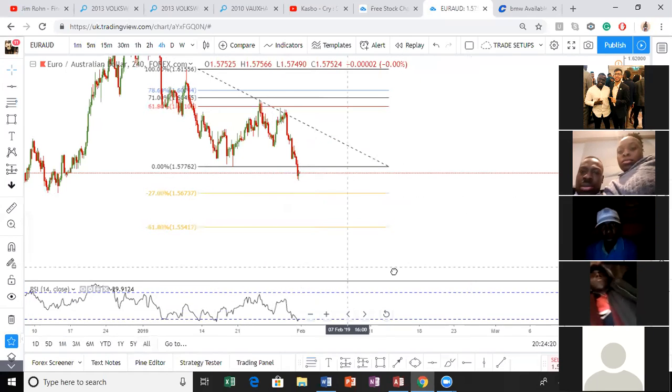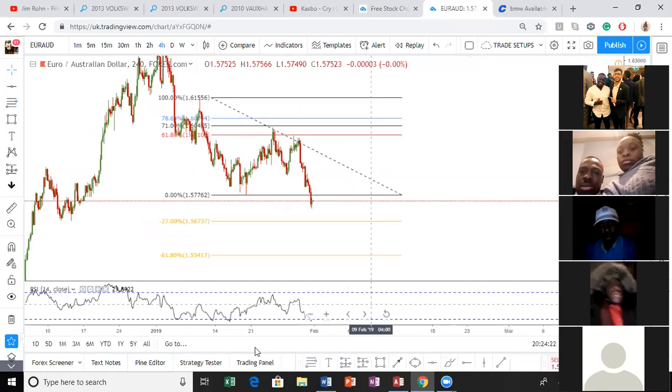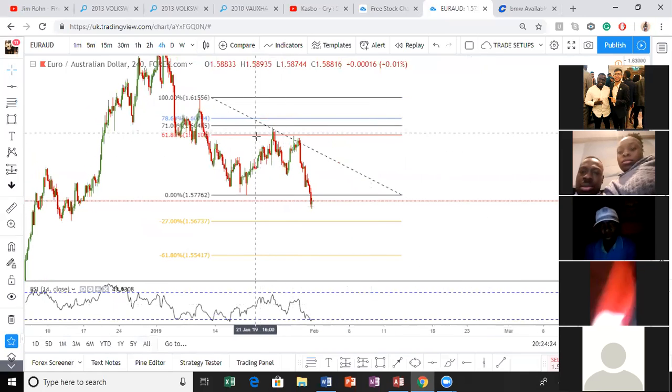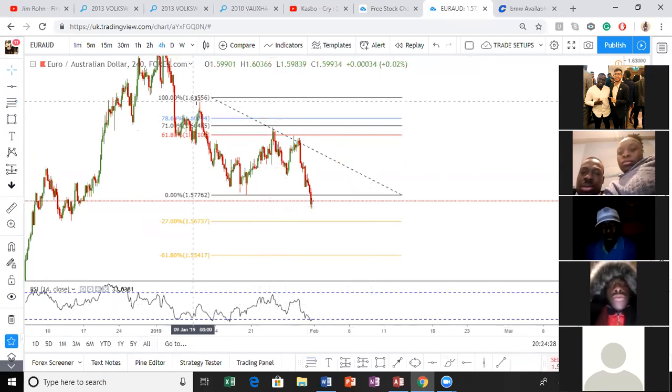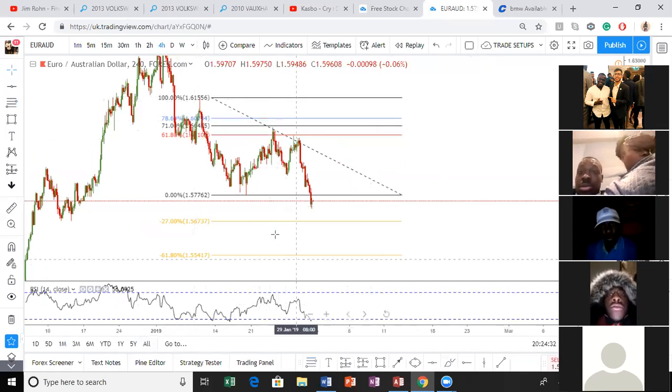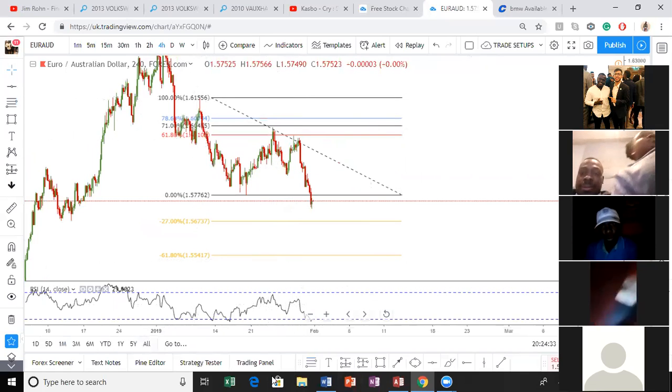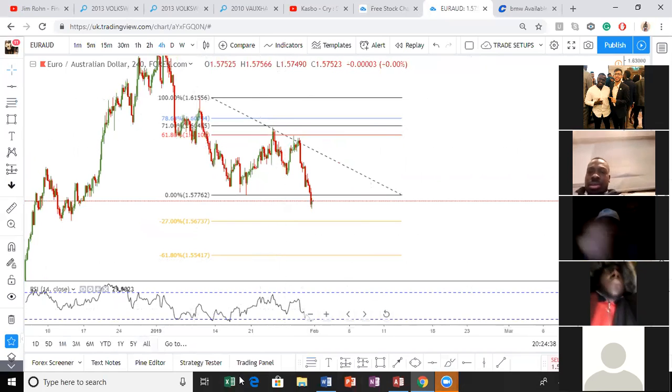I love taking trades with a fib, to be honest. 61.8, it's lit. All you have to do is pull your fib from the higher low to the lower low. And as soon as you see a sign of a reversal, I just set a sell limit or a buy limit.